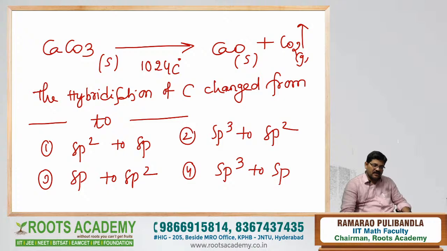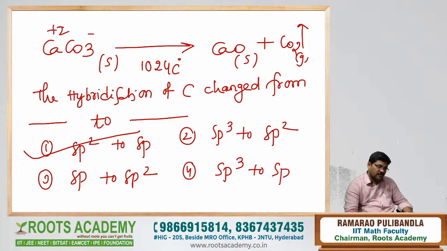The answer is sp2 changes to sp. One of the beautiful bits given in the previous mains paper. sp2 changes to sp. Now I am explaining how. CaCO3 gives Ca2+ and CO3 2-.